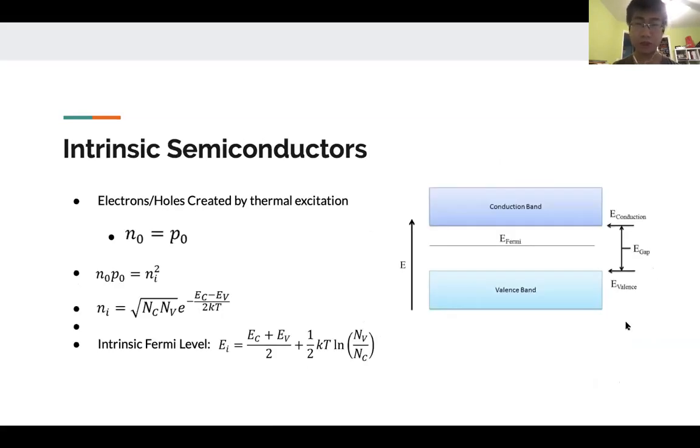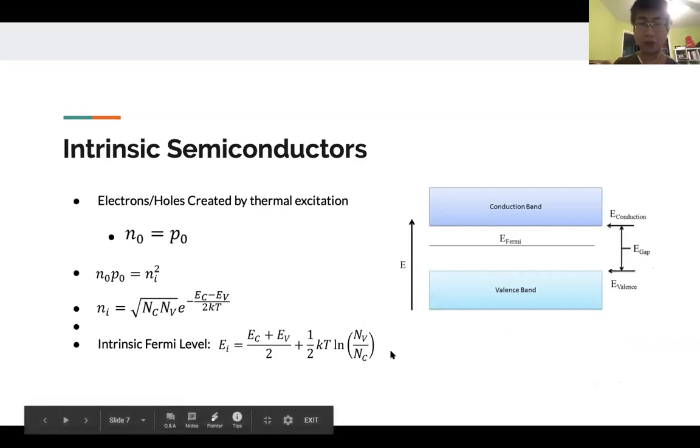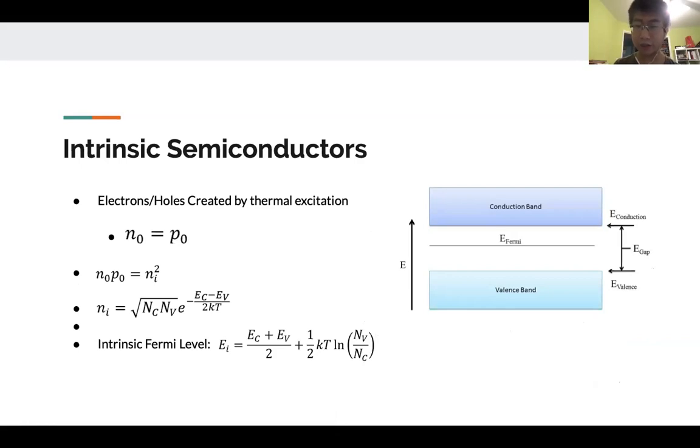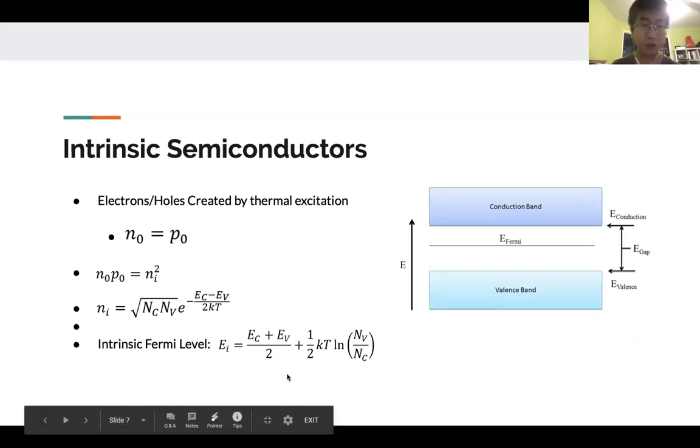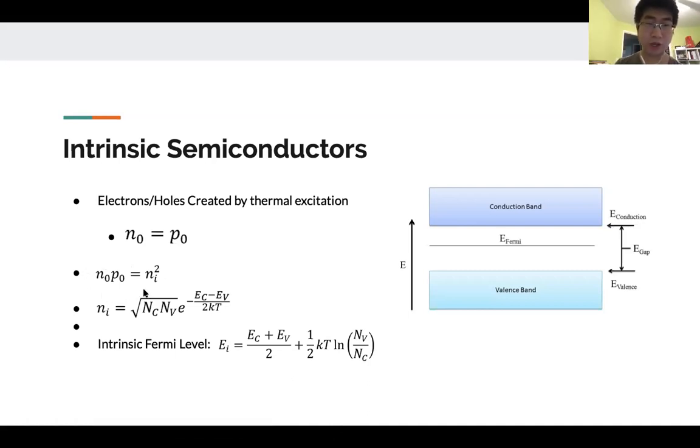And then intrinsic semiconductors. For an intrinsic semiconductor, the number of electrons is equal to the number of holes. Because of that, the Fermi level is right in between the conduction and valence band, well, not quite, because it's also dependent on the density of states of the conduction band and the valence band, but it's very close to it. And the equation here, that n naught times p naught is equal to n_i squared, is a very important equation, as you have seen in your class.